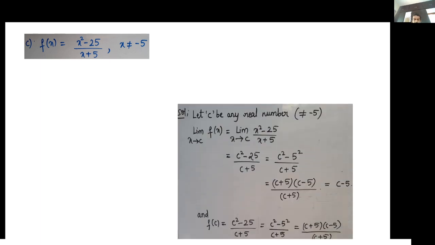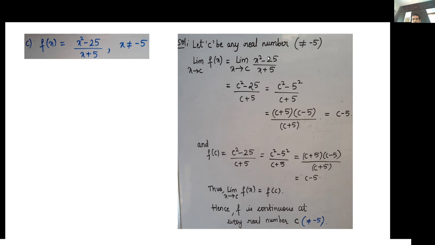So the third case, f of x is equal to x square minus 25 divided by x plus 5, where x is not equal to minus 5. So if we give minus 5, what happens? Minus 5 square is 25, 25 minus 25 is 0, 0 divided by 0, indeterminate form. So the function will not be defined. That's why you can give here the value to be any real number except x is equal to minus 5. So here also I consider c to be any real number which is not equal to minus 5.